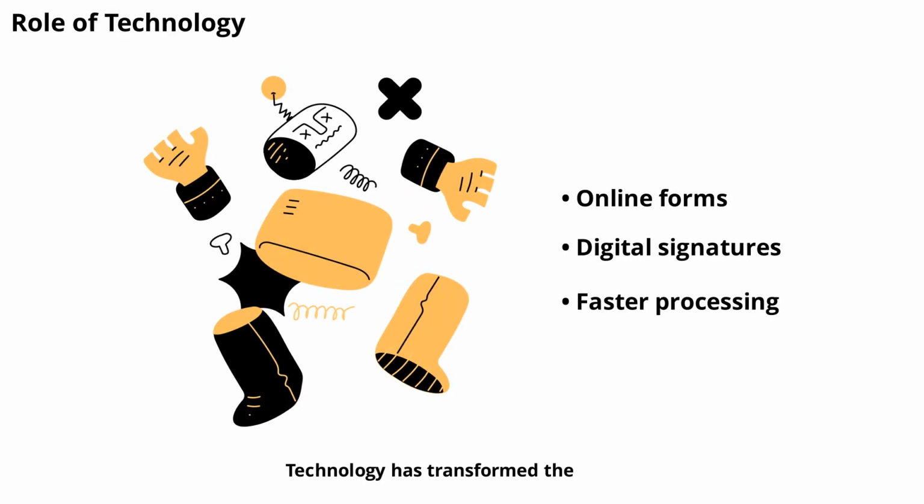Technology has transformed the way government applications are managed. From online forms to automated processing and digital signatures, technology makes it easier for both applicants and agencies. It reduces paperwork, speeds up decision-making, and allows for better tracking and communication. As technology continues to evolve, we can expect even more improvements in the application process.